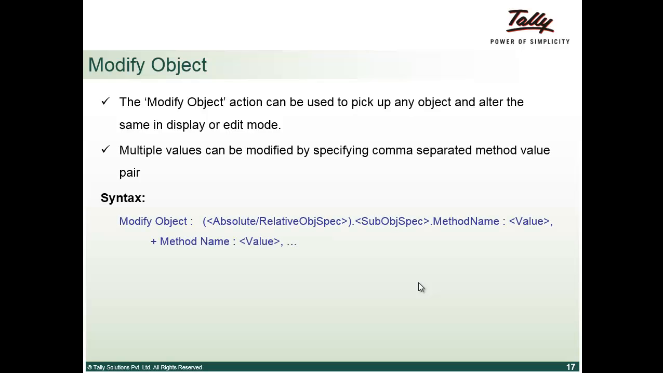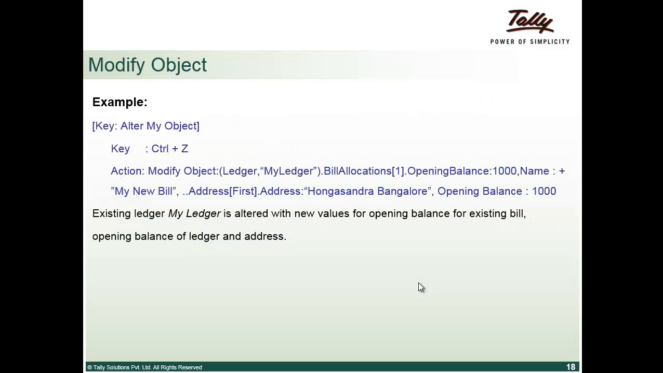And with the help of this, you can also alter multiple values by using comma separated method value pair. And this is the syntax. So modify object: you give absolute or relative object specification. Then if you have some sub object specification, you can give that, and then you give the method name which you want to alter, and then you give the value. And you can give multiple method value pair if you want to alter multiple methods of your object. So let's see some examples.